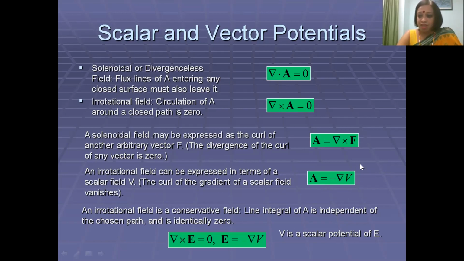I am writing V because I want to distinguish V from the vector field F, and also because what is the irrotational field that comes to your mind immediately?